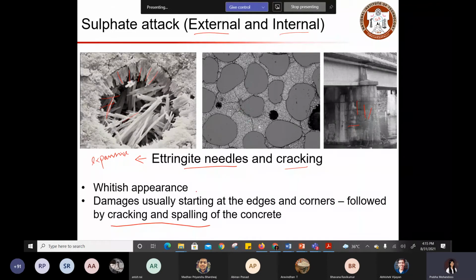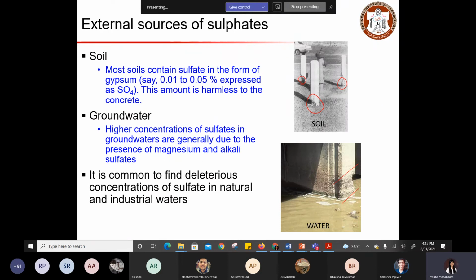When you have such sulfate attack, you can observe a whitish appearance on the surface, and damage usually starts at the edges and corners, followed by cracking and spalling of the concrete. So what are the sources of such external sulfates? When your concrete is in contact with soil, you will observe such sulfate attack at the interface where you have contact between the soil and the concrete.